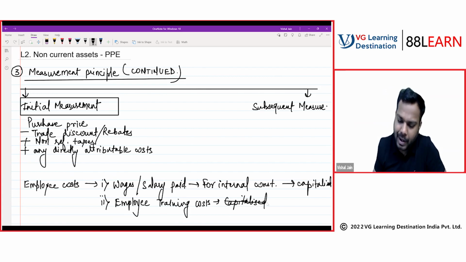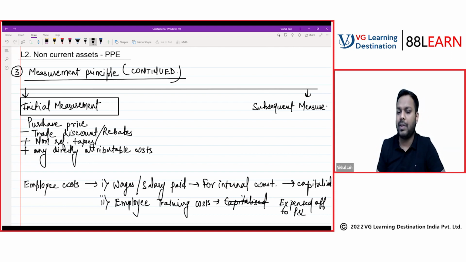No, it will not be capitalized, but rather it will be expensed off to P&L. Expensed off to P&L. Is it clear, guys? Is it clear, everyone?